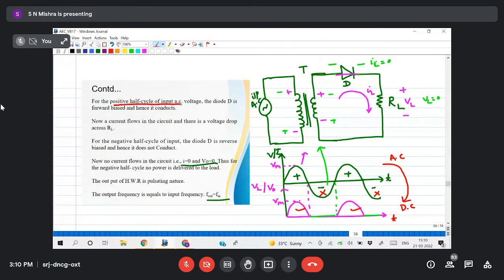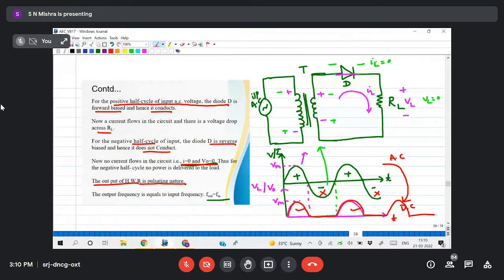For positive half cycle, the diode is forward biased and hence it conducts, so we'll get voltage. For negative half cycle, diode is reverse biased, so it will not conduct, so current 0, voltage 0. So the output of half-wave rectifier is pulsating in nature. Why pulsating? Because you can see one pulse, then 0, then again pulse, then 0, again pulse. So this nature is called pulsating in nature.